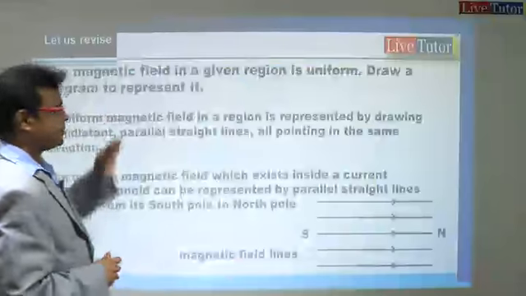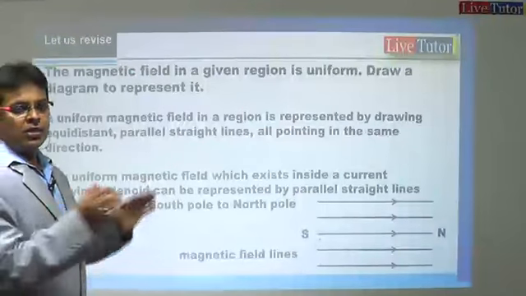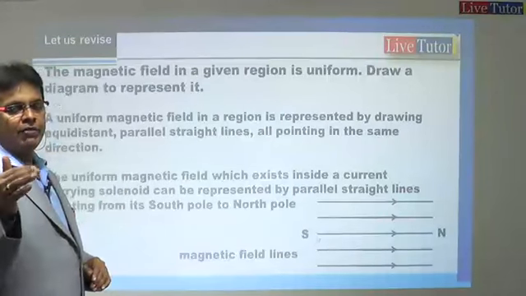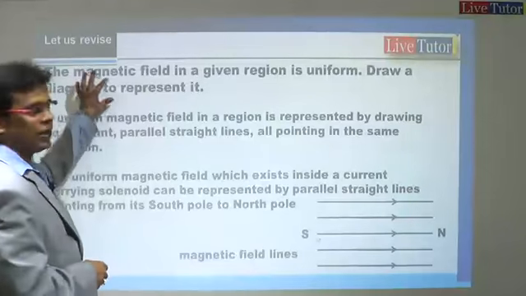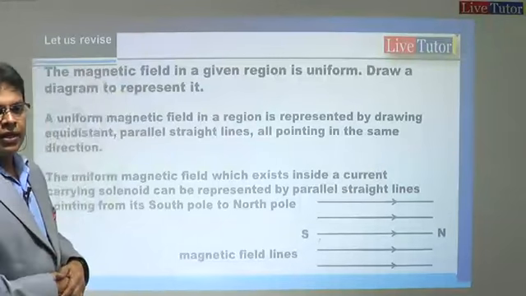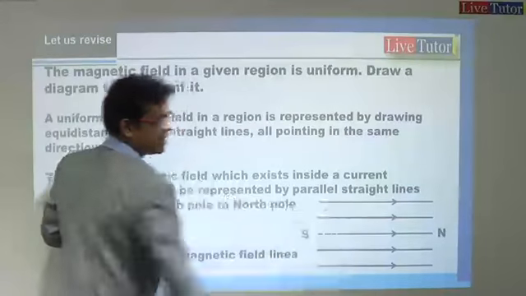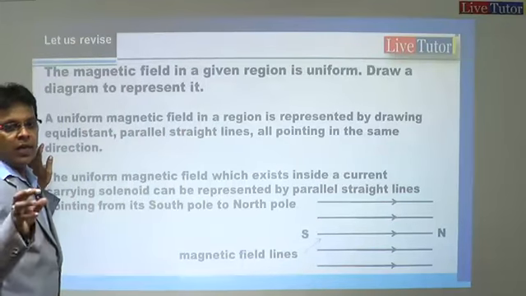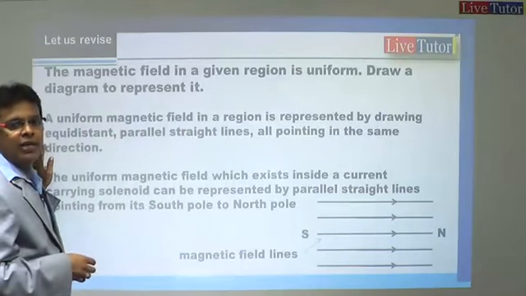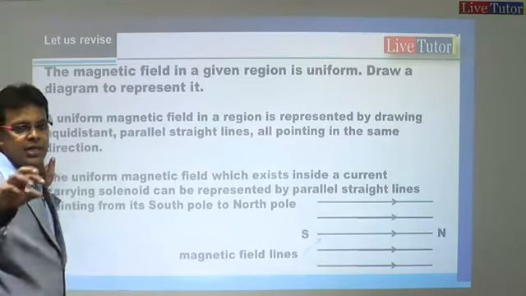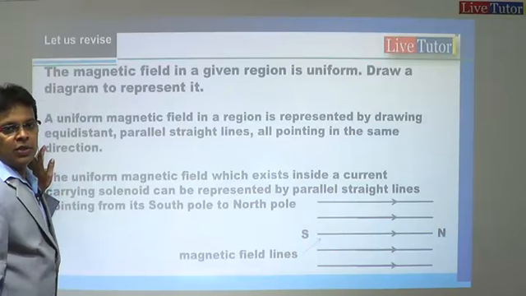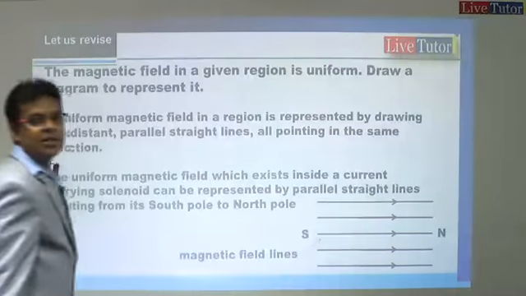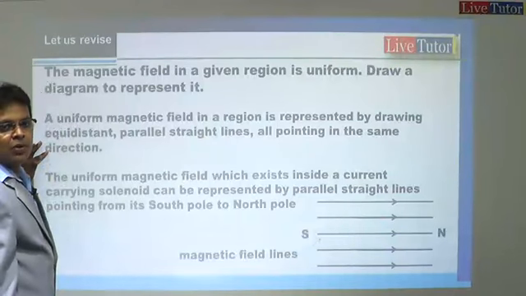Now the next one. Now this is the question which I asked earlier. How to draw a magnetic field in a given region if it is uniform? You have to draw a diagram to represent it. Here you can see that there are many lines which are equidistant from each other. So this uniform magnetic field can be considered as the field which is present inside the solenoid. Right? So the uniform field which is existing inside a current carrying solenoid is represented as parallel straight lines starting from south pole to north pole.